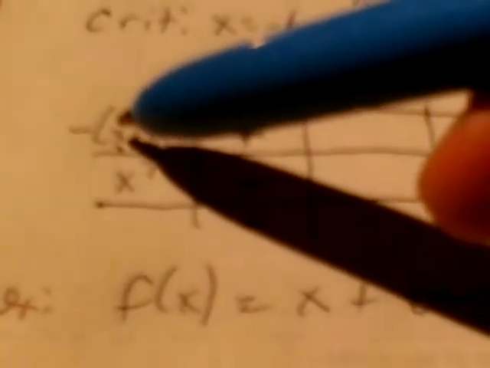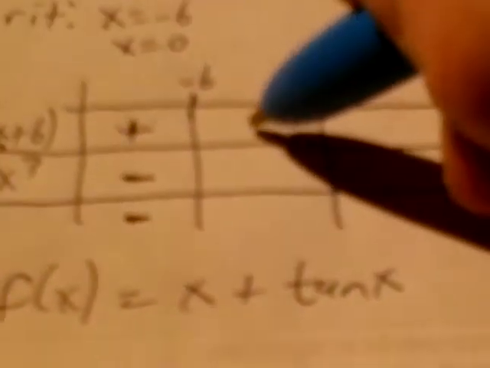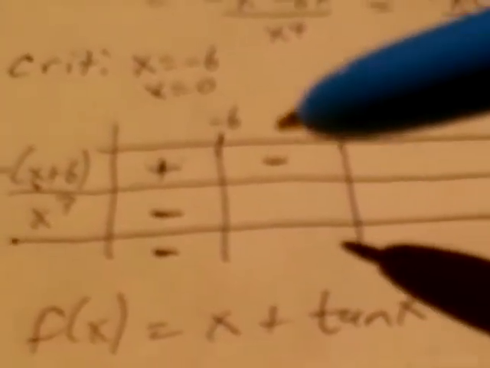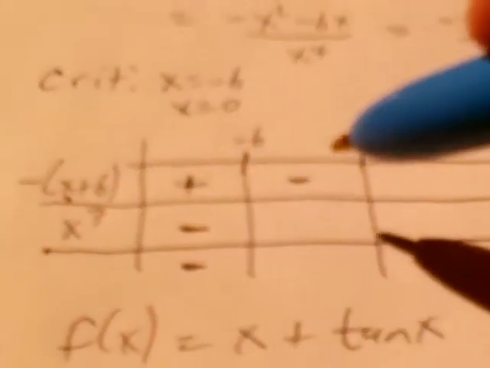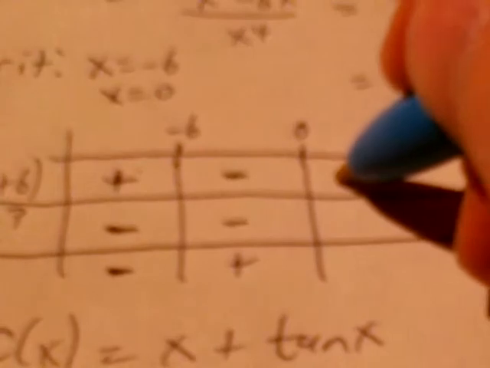And a number between -6 and 0 we're picking, so we're going to pick -1. So -1 plus 6 is +5. Negated will be -5. And -1 cubed is still going to be negative, and a negative divided by negative is a positive. And something bigger than 0, such as 1. 1 plus 6 is 7. Negated is negative. And 1 cubed is positive, and a negative divided by a positive is a negative.